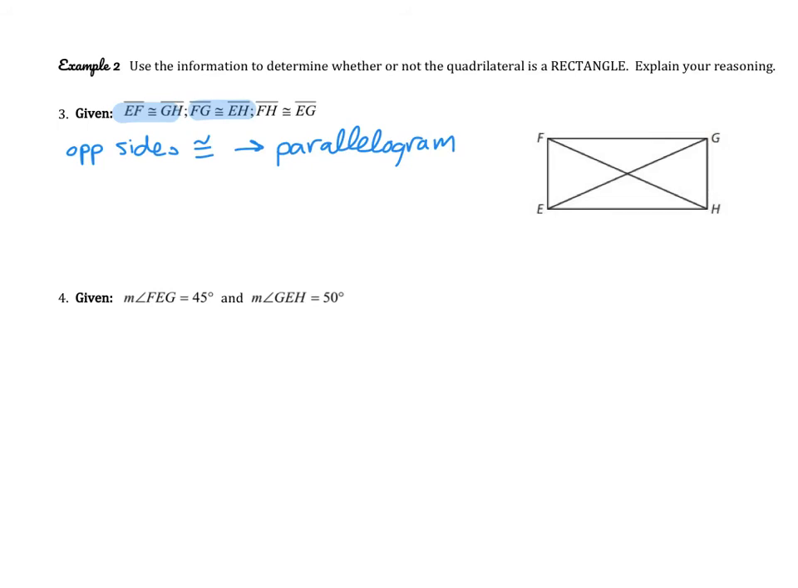And next thing they tell us is that FH and EG are congruent. So this fact tells us that the diagonals are congruent, and that is one of the theorems that we can use to prove that a parallelogram is in fact a rectangle. So again, this first fact told us that it's a parallelogram. This second fact told us that the diagonals are congruent. So we can say, yes, this is a rectangle.